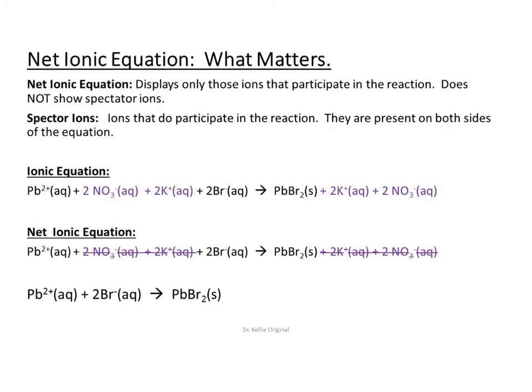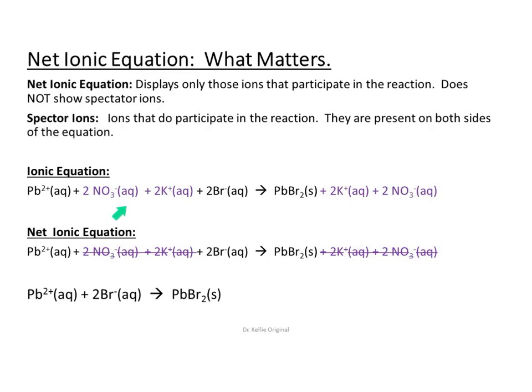You'll see that you have both potassium and nitrate occurring on both sides of the equation in the exact same fashion, right? I have 2 potassium ions here, and I have 2 potassium ions here. No change. I have 2 nitrate ions here, and 2 nitrate ions here. Again, no change. So if they're not changing, are they really participating in the reaction? No, they're not. They're what are known as spectator ions. Ions that do not participate in the reaction. They are just present on both sides of the equation, and usually they're just used to get the other ions into solution.